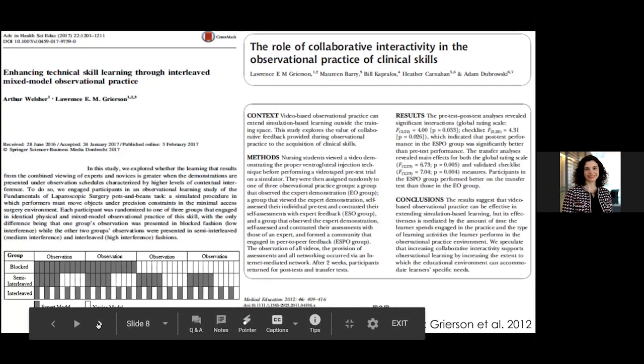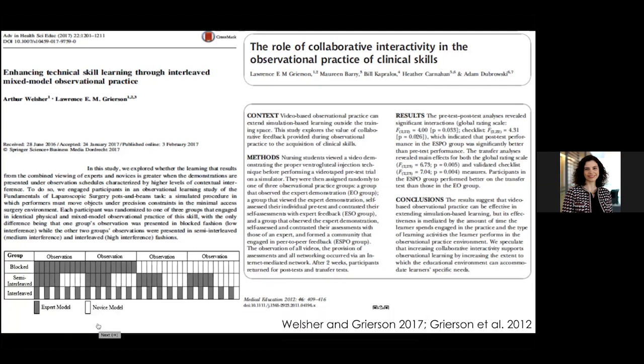In the study on the right, nursing students were taught how to administer a gluteal injection through a video-based observational practice methodology. They were then asked to self-assess their own performance against the simulated performance of an expert that was recorded on a video. And then they were able to engage in an online community where they got peer-to-peer feedback. The group that had all three of those things, their own self-assessment, the expert model, and the online collaborative peer-to-peer feedback, outperformed everybody else.